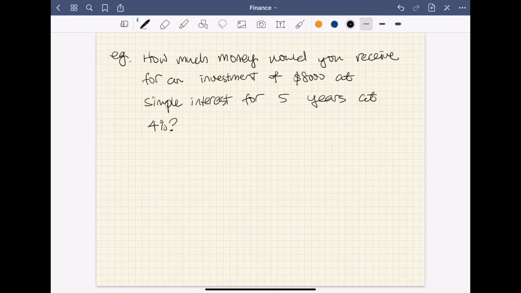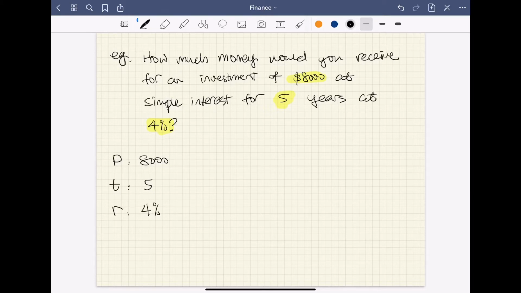So we have two formulas. All right, let's do a basic simple interest example. The question is, how much money would you receive for an investment of $8,000 at simple interest for 5 years at a 4% rate? So what do we know? The 8,000 will be our principal. We know it's 5 years, so T is equal to 5. And we also know that it's at 4% simple interest, so the interest rate R will be 4%.